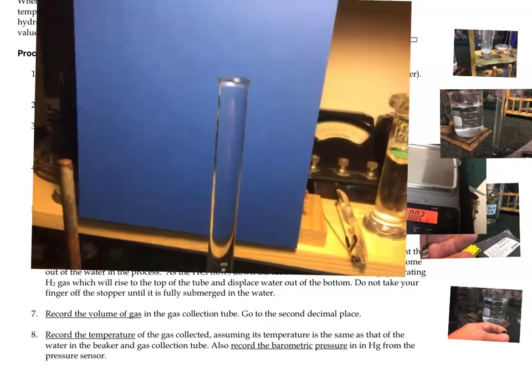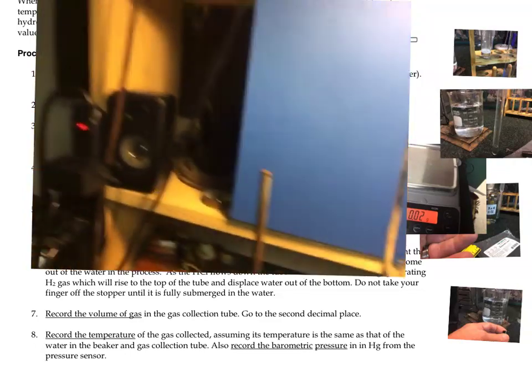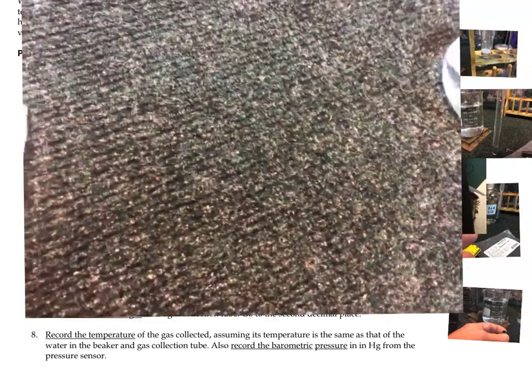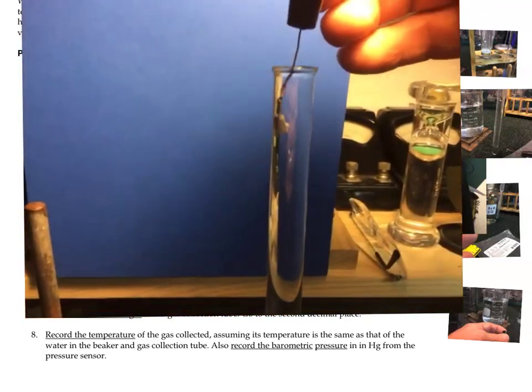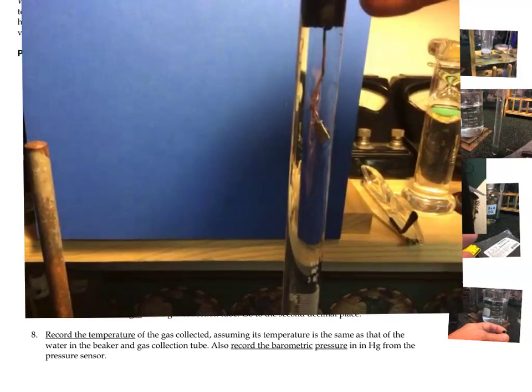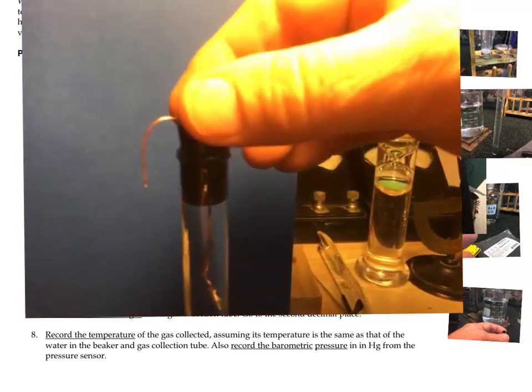Then we're going to put in our piece of magnesium. Our magnesium now is clamped into that little piece of copper wire. That's going to go right into the top of the eudiometer. Carefully. It's going to overflow a little bit.